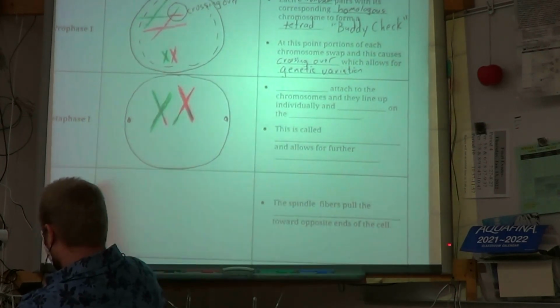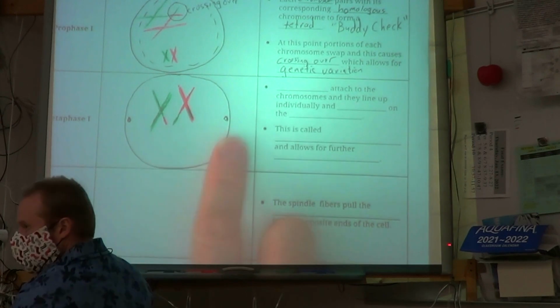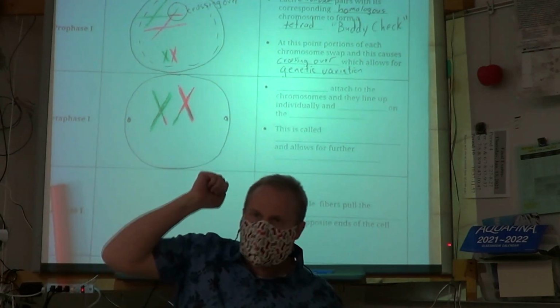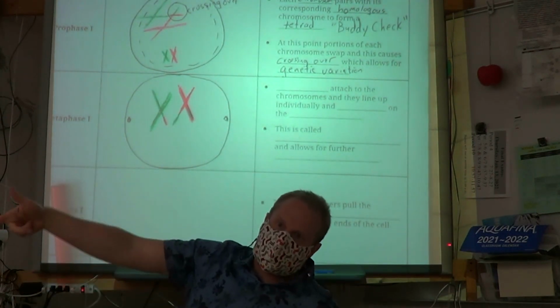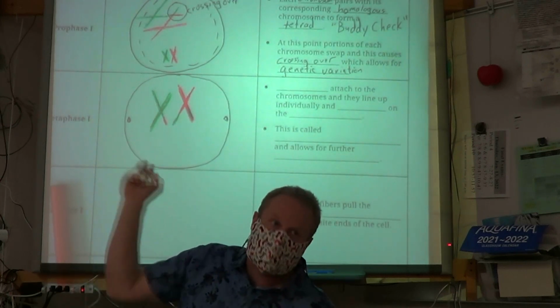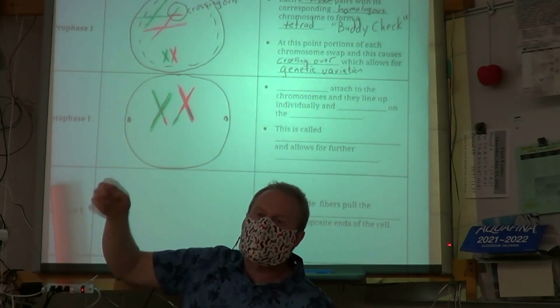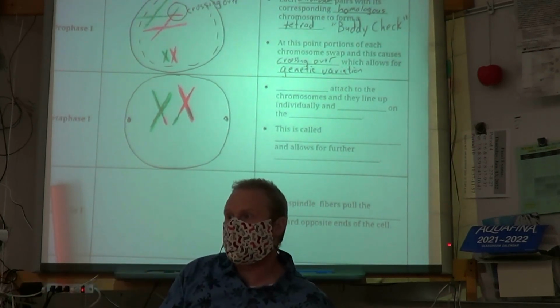Now, how do these line up? Does this go green, red, or red, green? It's random. It's a flip of a coin. If I flip heads, green goes left. If I flip tails, red goes left. I'm making that up, obviously, but the idea is that flip is random.